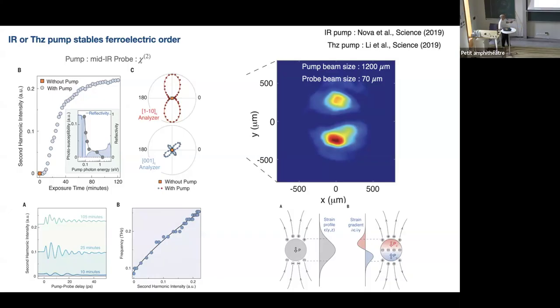But instead, what they observe is two lobes, and they suggest that this is a consequence of a coupling of the light with the derivative of the strain and not the strain directly. And this is due to some flexoelectric coupling, and I will come back in my second part to this flexoelectric coupling.